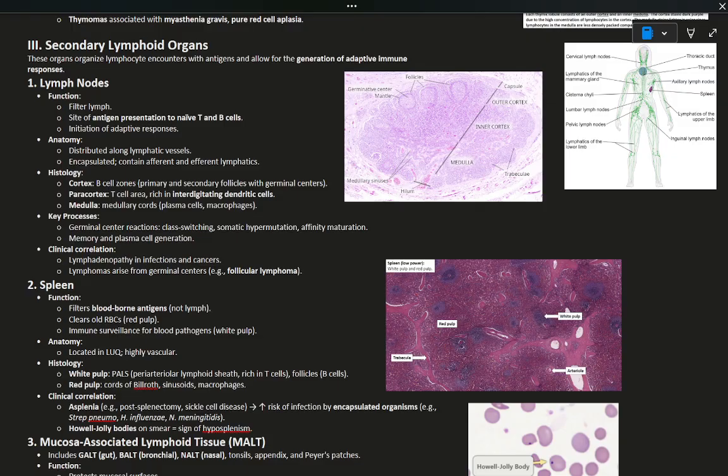So we can see all these different lymph nodes located across your body, like the axillary lymph nodes, the cervical lymph nodes, pelvic lymph nodes. Just be aware of all these different lymph nodes.